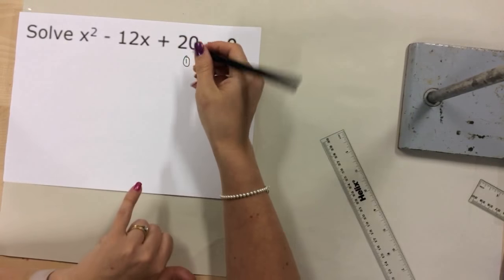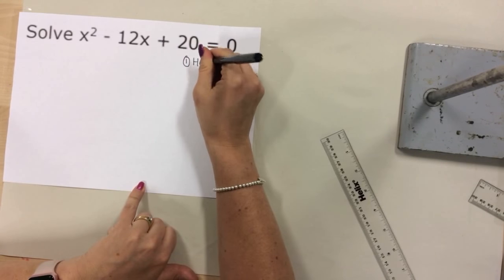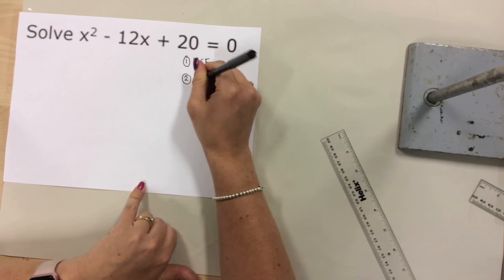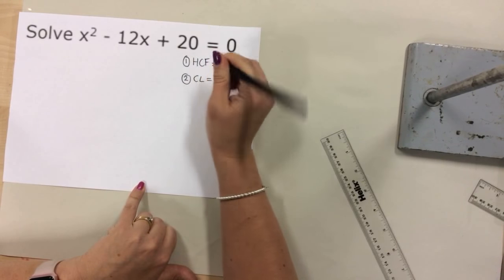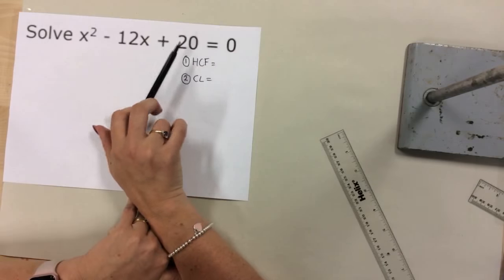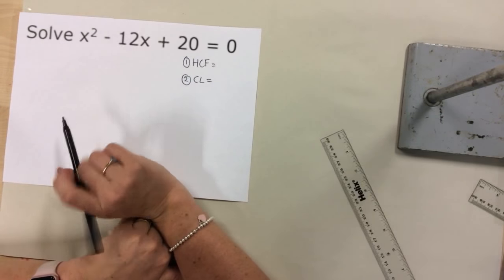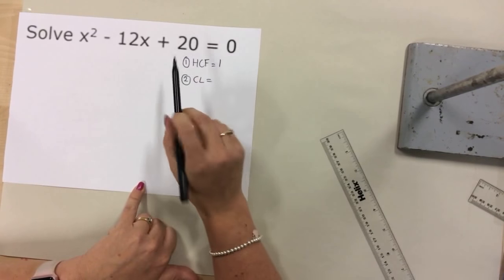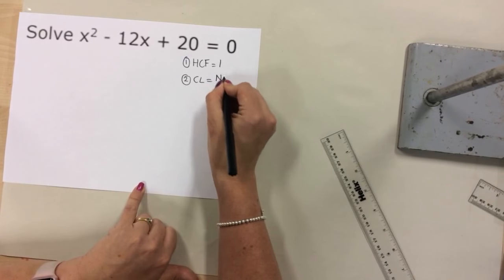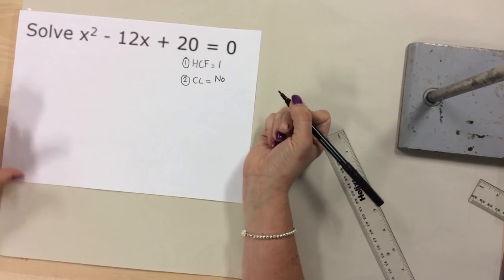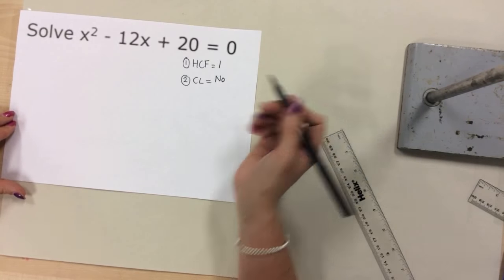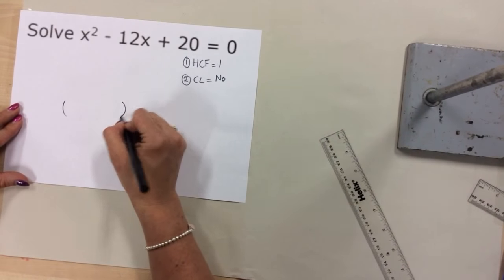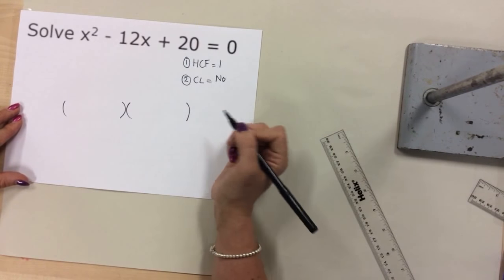You need to ask yourself your highest common factor and if there is a common letter. Now, the highest common factor here, because we've got 20, 12 and 1, is going to be 1. And there is no common letter. Therefore, this clarifies that it is definitely a quadratic and therefore I am going to need to have 2 brackets.